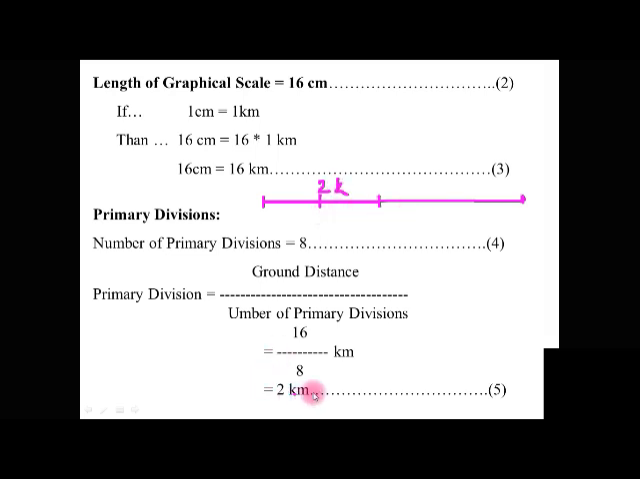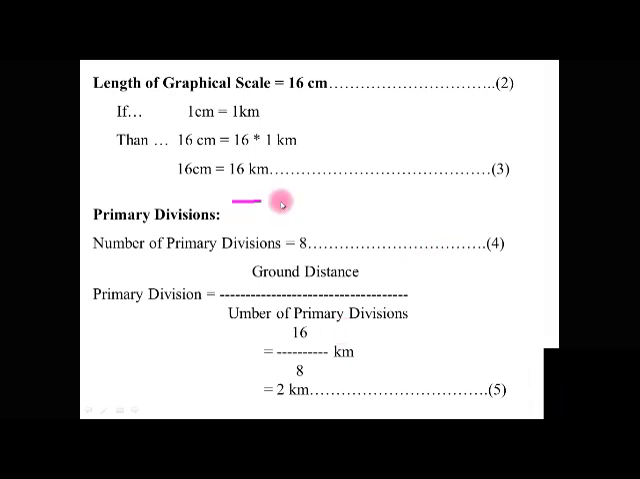I hope you got exactly what primary divisions are. Now primary divisions will read the kilometer distances. One primary division will be 2 kilometer.